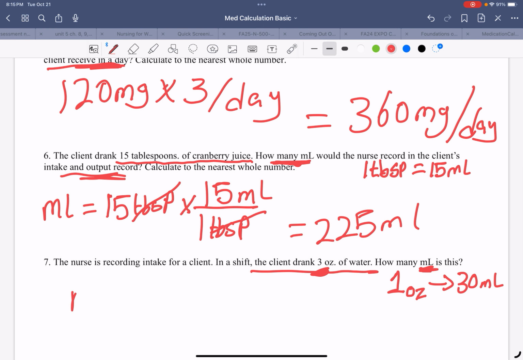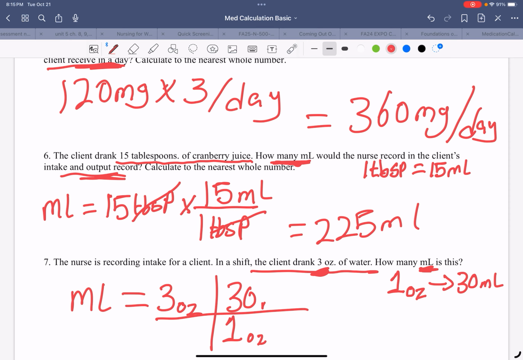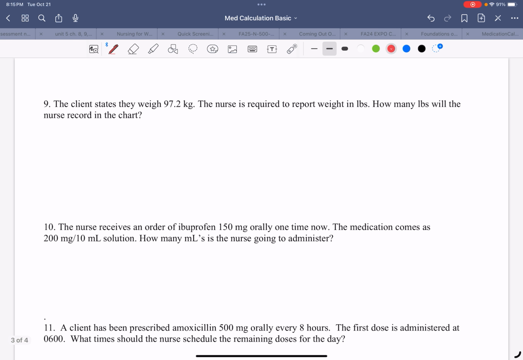Again, we're looking for milliliters, so write what you are given: 3 ounces, and for every ounce, 30 milliliters. Now ounces cancel ounces, and 30 times 3 is 90 milliliters. All right, hope that makes sense. Let's go ahead to the next one.